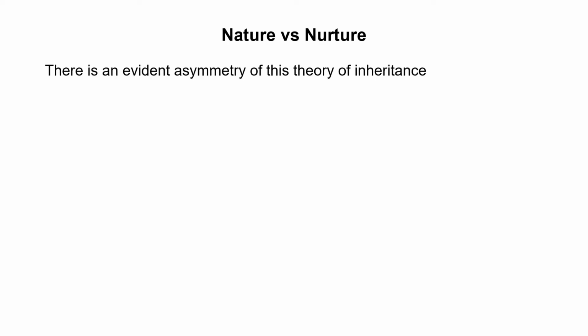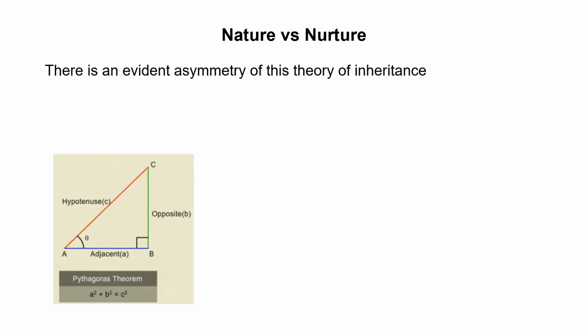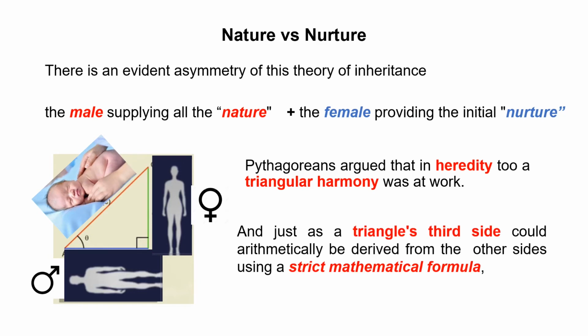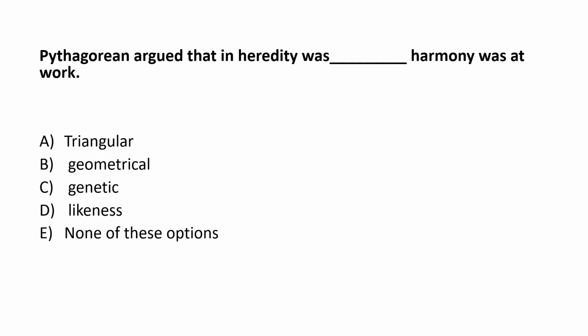And you can go back, and I explain this in a little bit more detail, but in the video lecture I talk about the ideas of Pythagoras and how he believed that the male is in charge of supplying all the nature while the female is in charge of the nurture, and that heredity was a strict mathematical formula. And if you have any doubt, in the video lectures you can see that in more detail. Okay, this question is very easy.